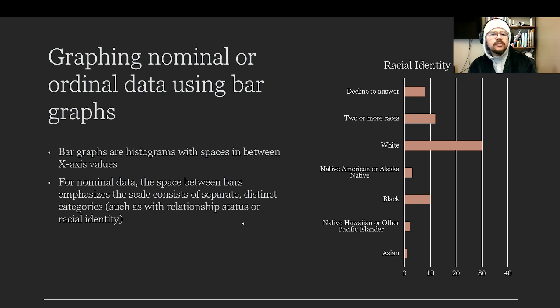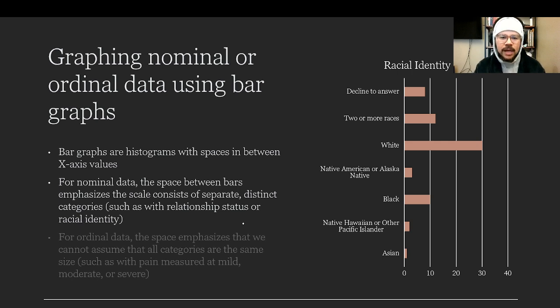For example, if we're collecting data on the topic of racial identity, our categories are mutually exclusive. Someone who selects two or more races is selecting a distinct category from being white, which is a distinct category from being Asian, from being Black, from being Native Hawaiian or other Pacific Islander, and so on. So when representing nominal categories, that space is meaningful. It means that these are completely separate categories.